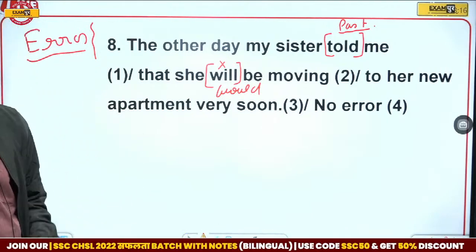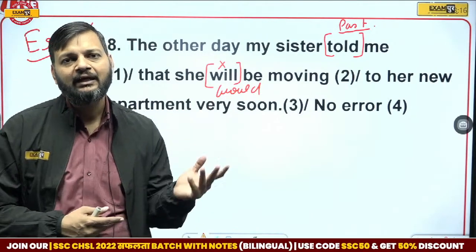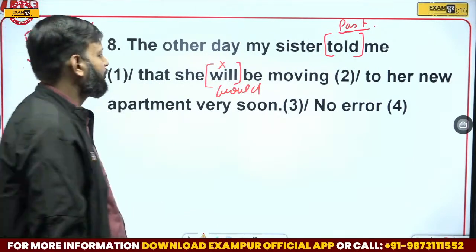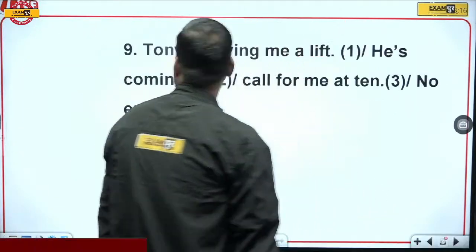Okay, so the past form of will is would. That's why will should be replaced by would. Okay, very easy question. Now, question number 9.